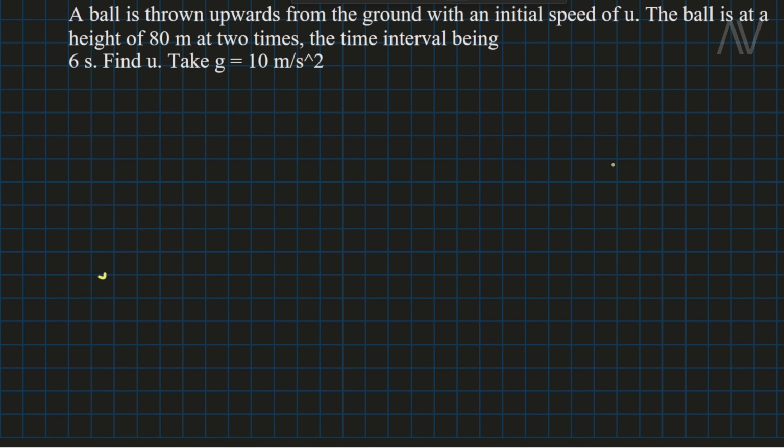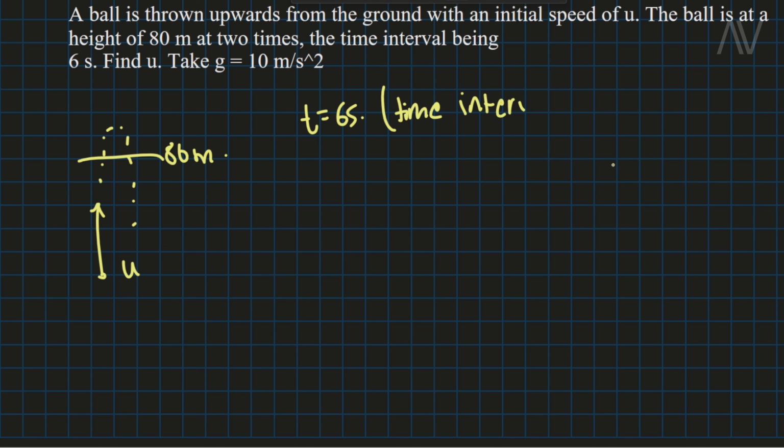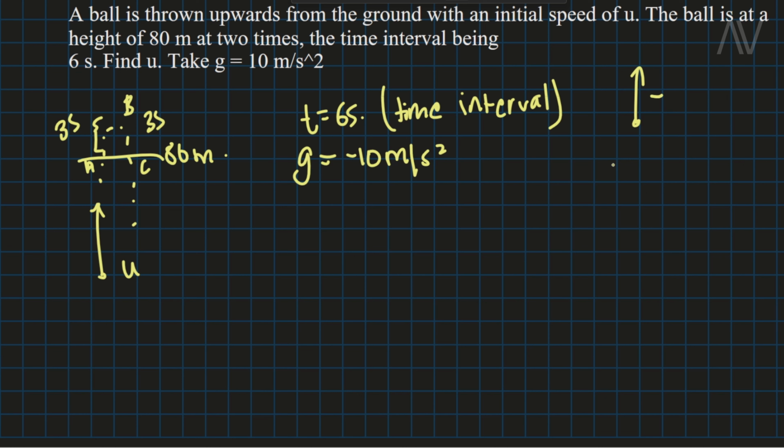A ball is thrown upwards from the ground with an initial speed u. The ball is at a height of 80 meters at two times, the time interval being 6 seconds. Now this is an important word: the time interval when it crosses this line twice is 6 seconds. That means from A to B would be 3 seconds and from B to C would be 3 seconds. So g is given as 10 meters per second square. If we take upwards as positive, g would be negative 10 meters per second square.